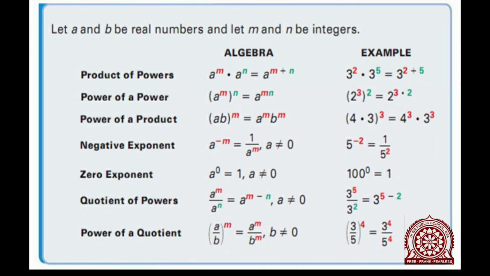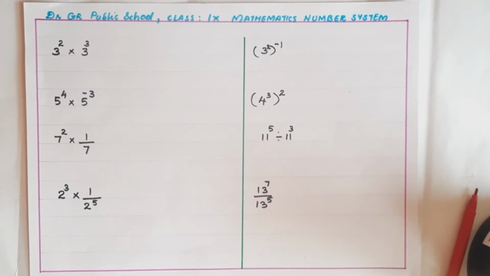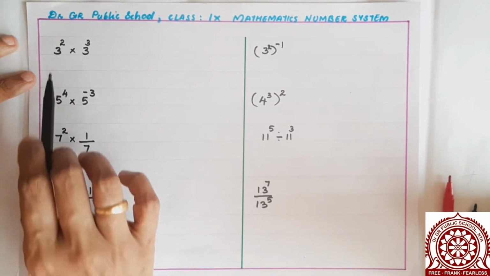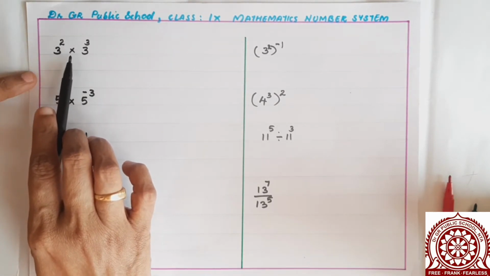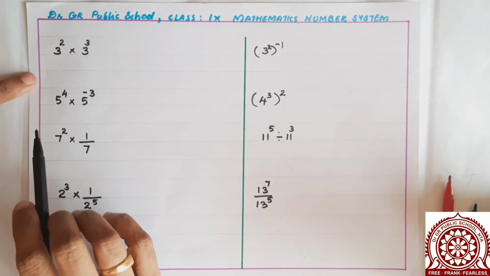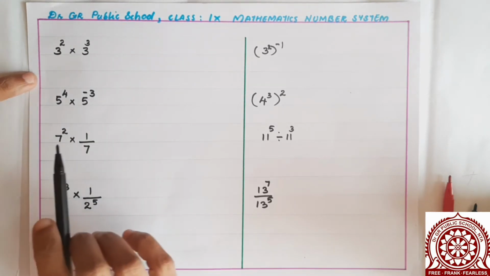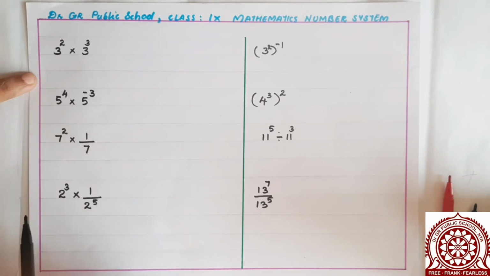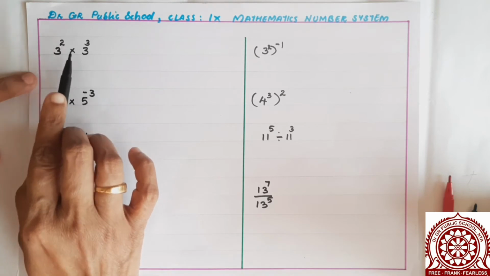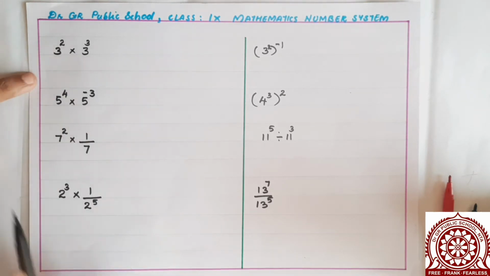Children, write all these laws of exponents in your note. Now we can discuss some problems. Consider the question 3 raised to 2 multiplied by 3 raised to 3. This type of question you have done in 8th standard and most of you know how to simplify this, isn't it? So here 3 raised to 2 multiplied by 3 raised to 3.